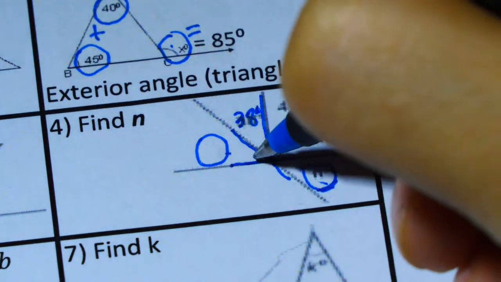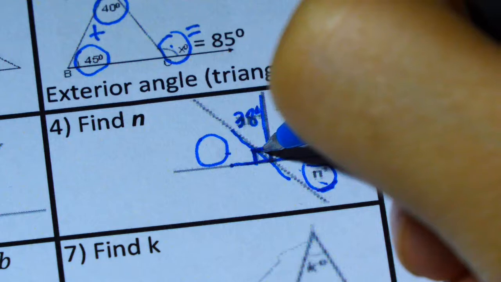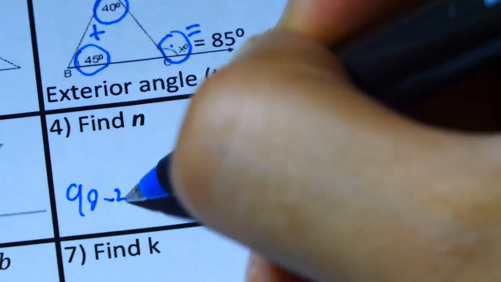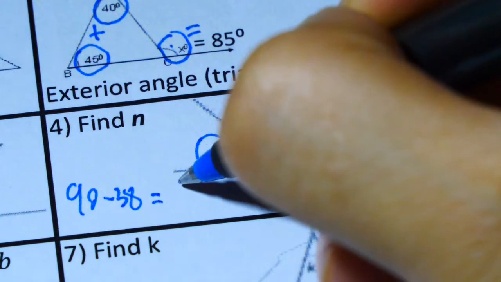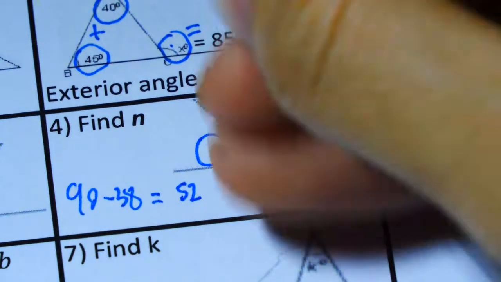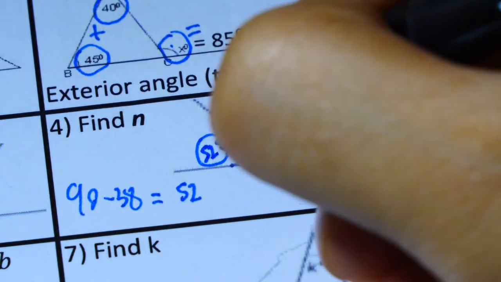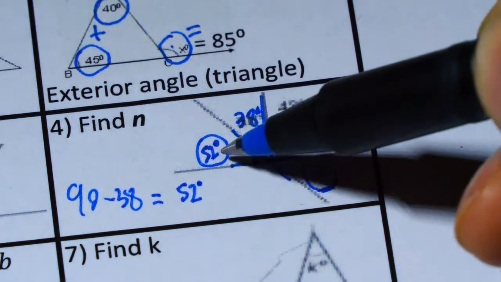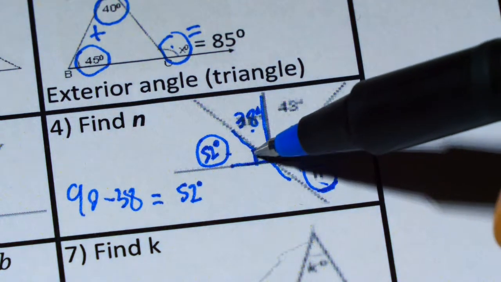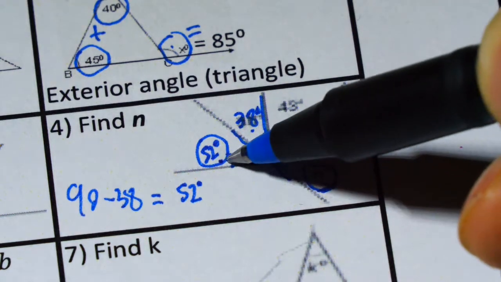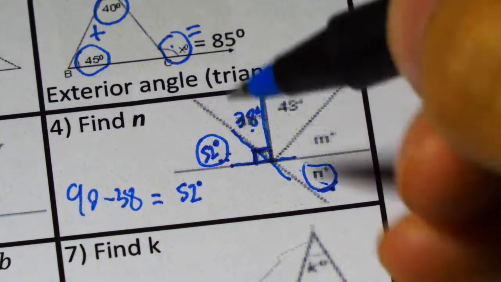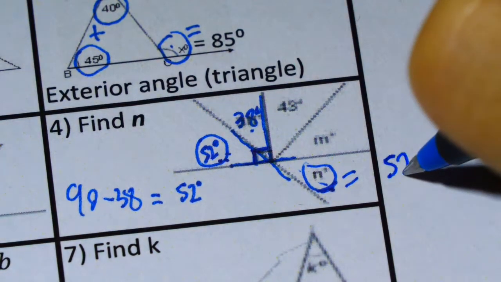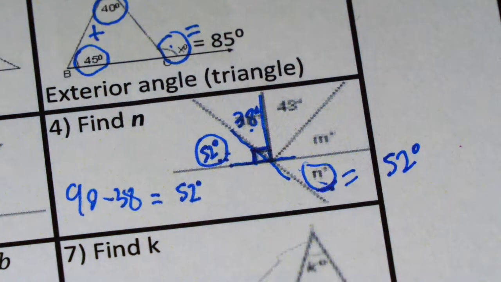So if this is 38 and this must be 90, 90 minus 38 is 52. So this angle here must be 52 degrees. Okay, 38 plus 52 equals 90. So 52 degrees, this is the same as angle n. So angle n must be 52 degrees.